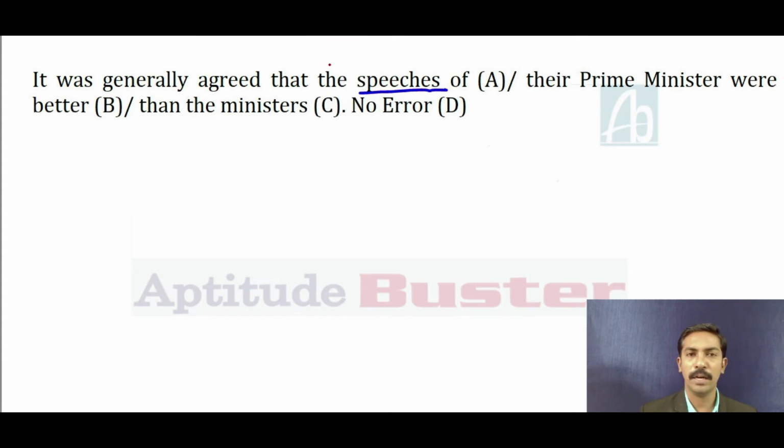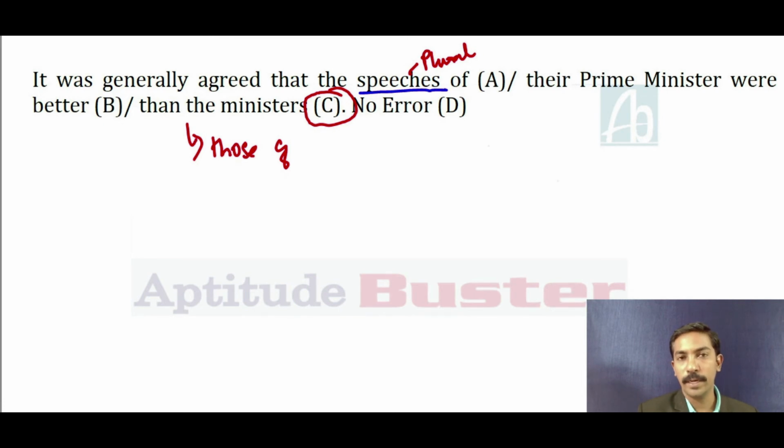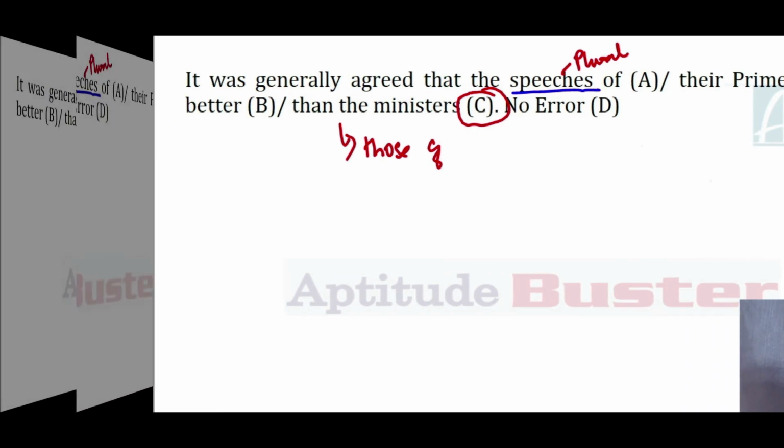So I don't think it would take more than 10 seconds for you to spot the error. The error lies in segment C. The correction is, here the speech is plural form. Therefore, the correction should be "than those of the ministers." I believe you are finding it very easy and you love to solve these questions using this logic.